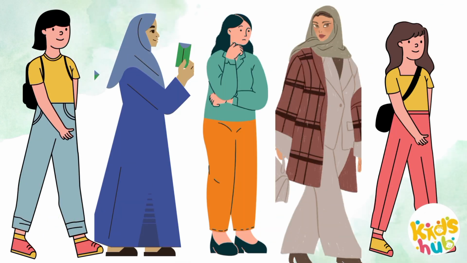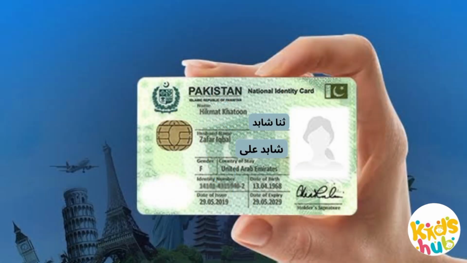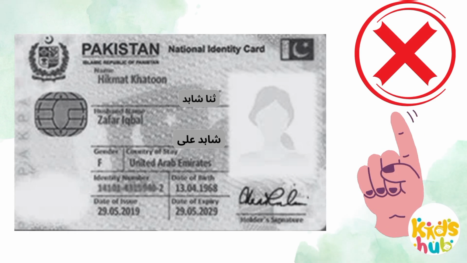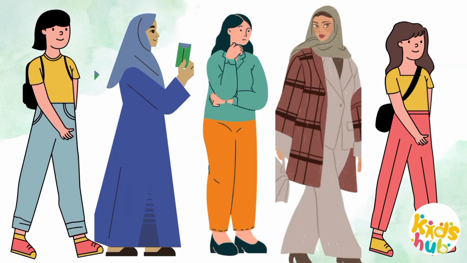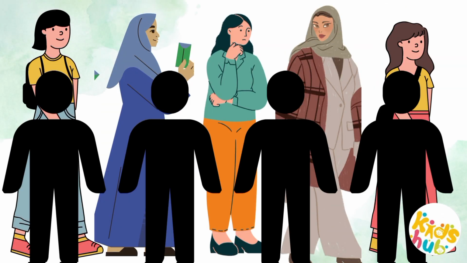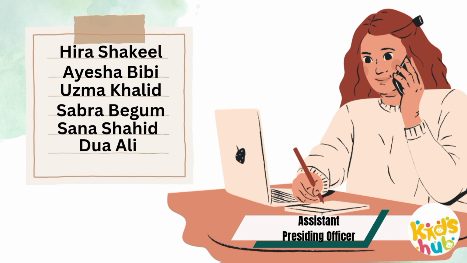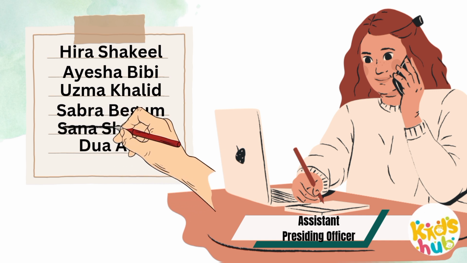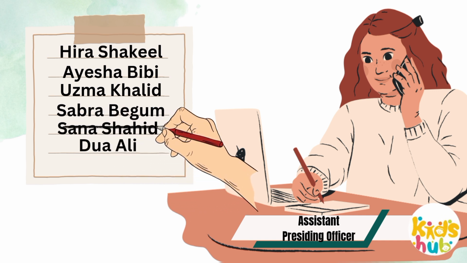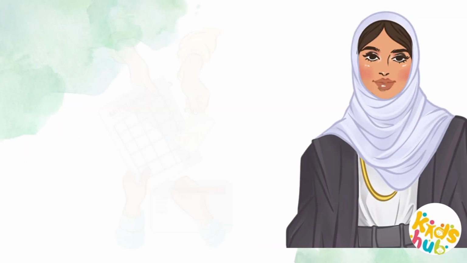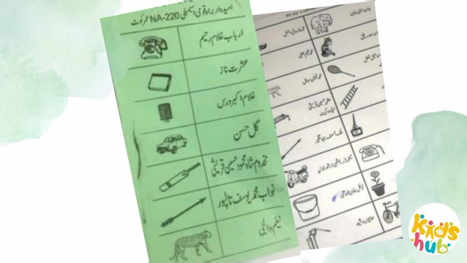On election day, Sana has to queue up with her original ID card. A photocopy won't do. At the polling station, there will be separate queues for women, and Sana should make sure that once she gets the ballot papers, the assistant presiding officer cuts off her name from the voters list, so nobody else tries to vote for Sana instead. Sana will then get 2 ballot papers, one white for the Provincial Assembly and one green for the National Assembly.